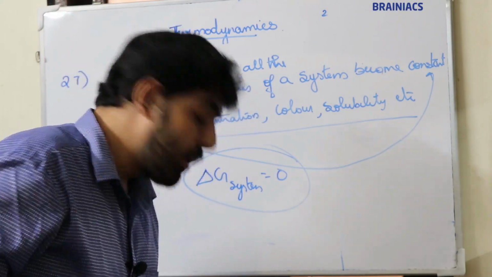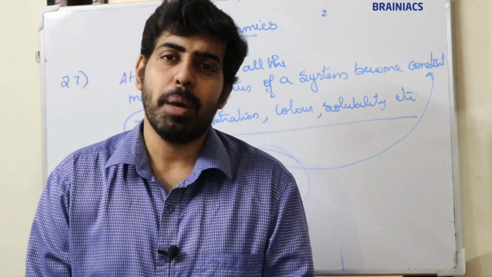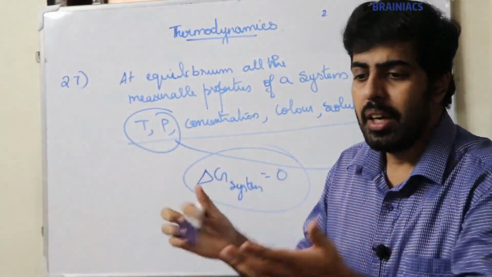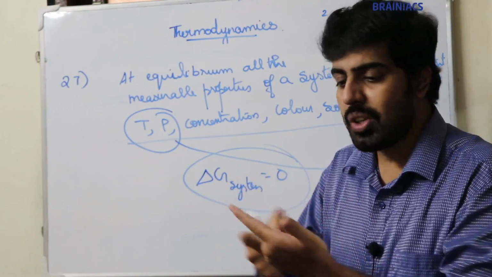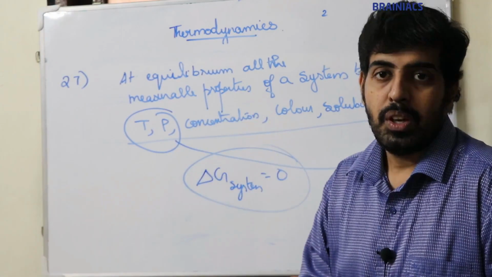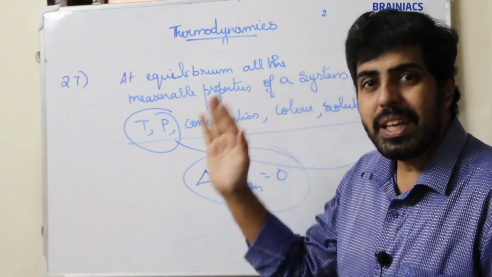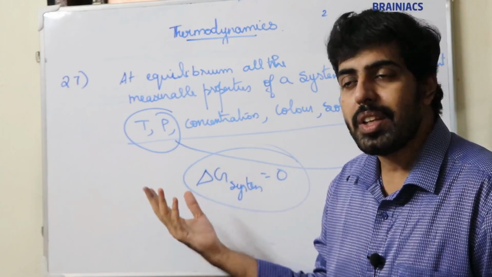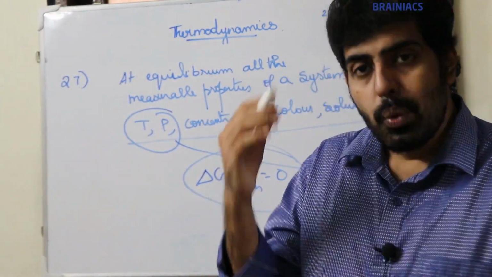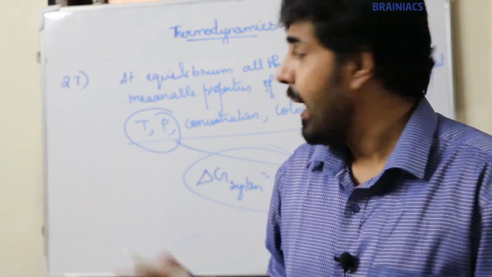I'll explain once more. Here they have given that temperature and pressure become constant. Now, when a system reaches equilibrium, all its measurable properties become constant. Measurable properties means properties that can be measured. We can measure temperature, pressure, concentration, solubility, and color. In this question, temperature and pressure of the system are constant, so our system is at equilibrium. So delta G system will be equal to 0. You will learn this in the next chapter, that is equilibrium. I think it's clear.